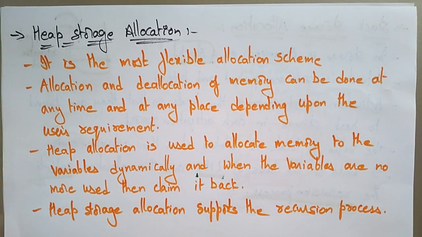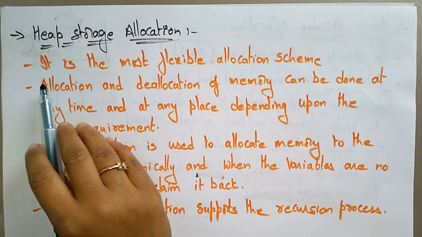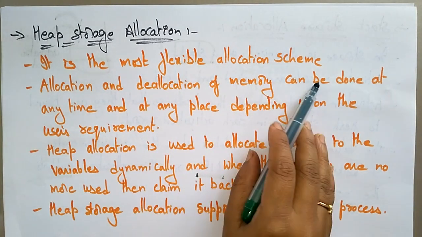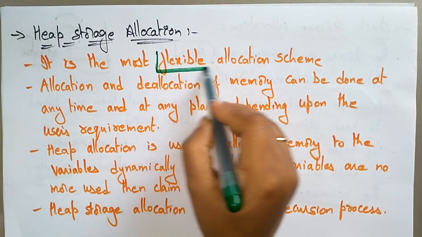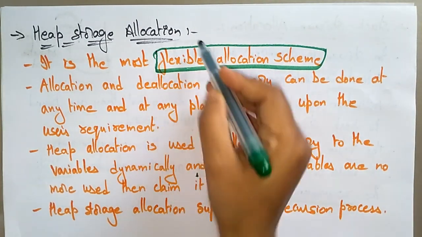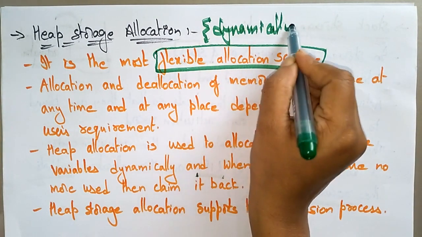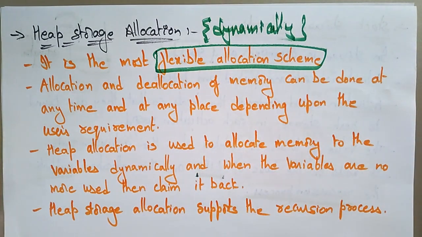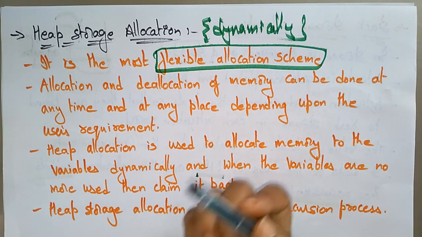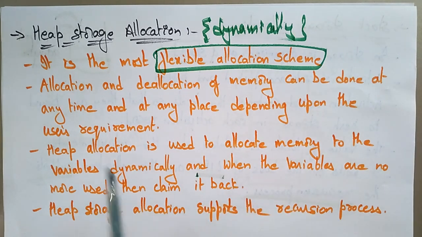Heap storage allocation. So what is it about? The first thing is, this is a dynamic storage allocation. Heap is a dynamic storage allocation. It is the most flexible allocation scheme. Why are we calling it the most flexible allocation scheme? Because of its dynamic nature. The memory is allocated dynamically, so obviously it is a flexible allocation scheme.